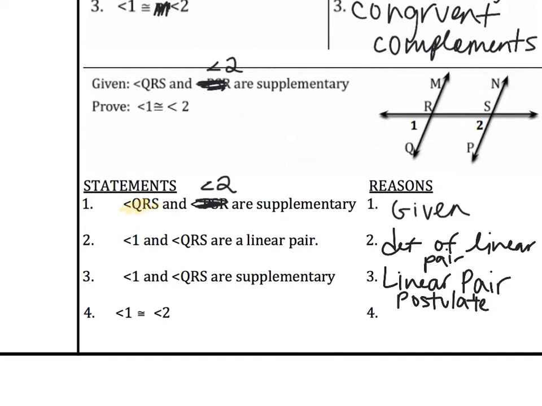Look at what you have. Why are we allowed to say that angle 1 is congruent to angle 2? Why is it congruent supplements? Right. They are supplementary to the same thing. What are they both supplementary to, Reese? QRS. Yeah. Since they're both supplementary to QRS, they are congruent to each other.